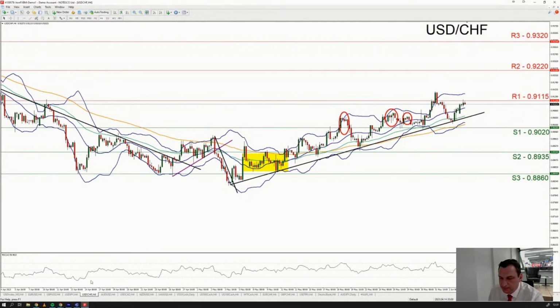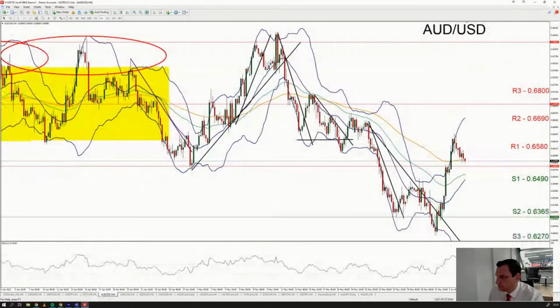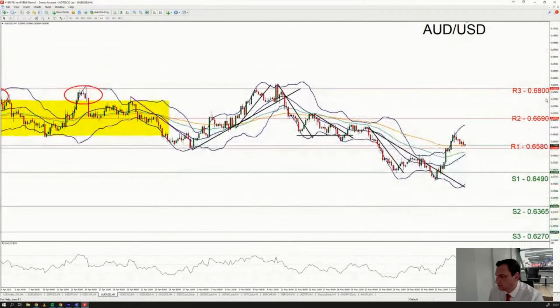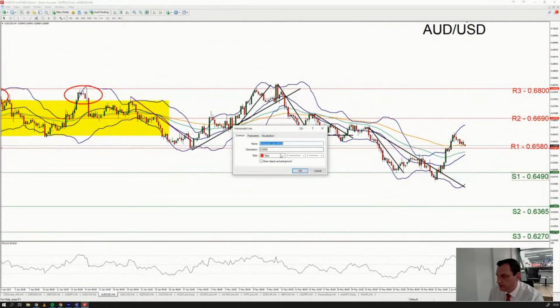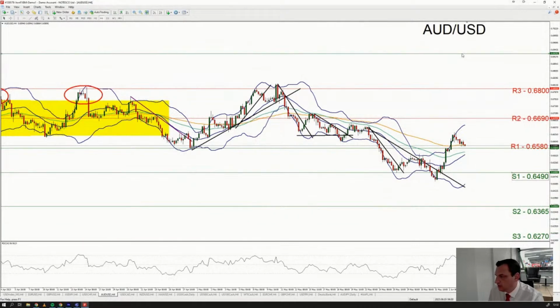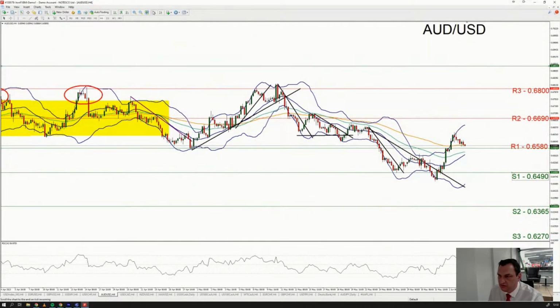Let's have a look at the Aussie. So the Aussie has broken above the 0.6580 and is correcting lower, aiming for that level once again. For the time being, that has to be changed into a support line. And let's go hunting for a new ultimate resistance level.